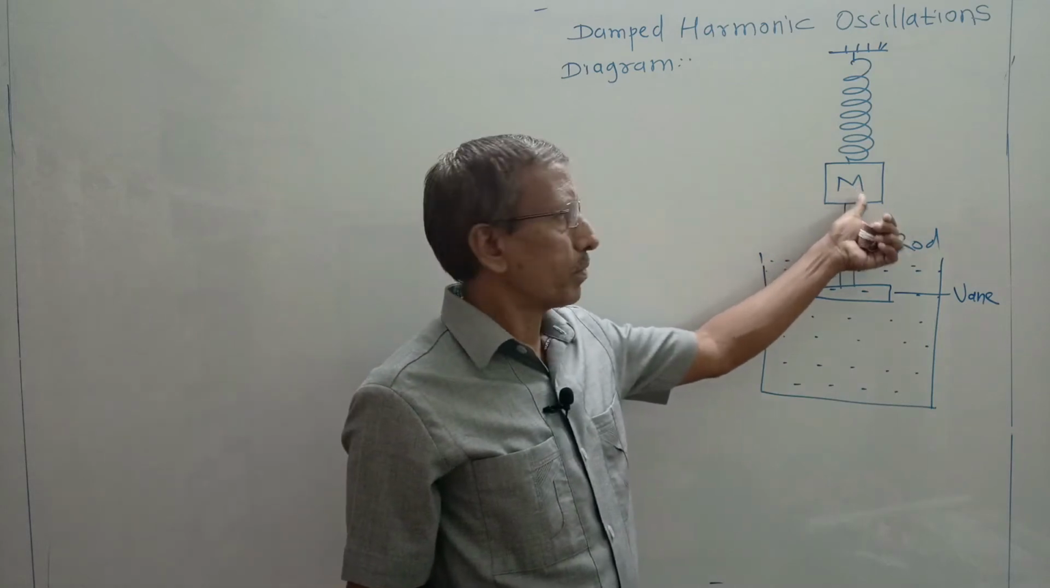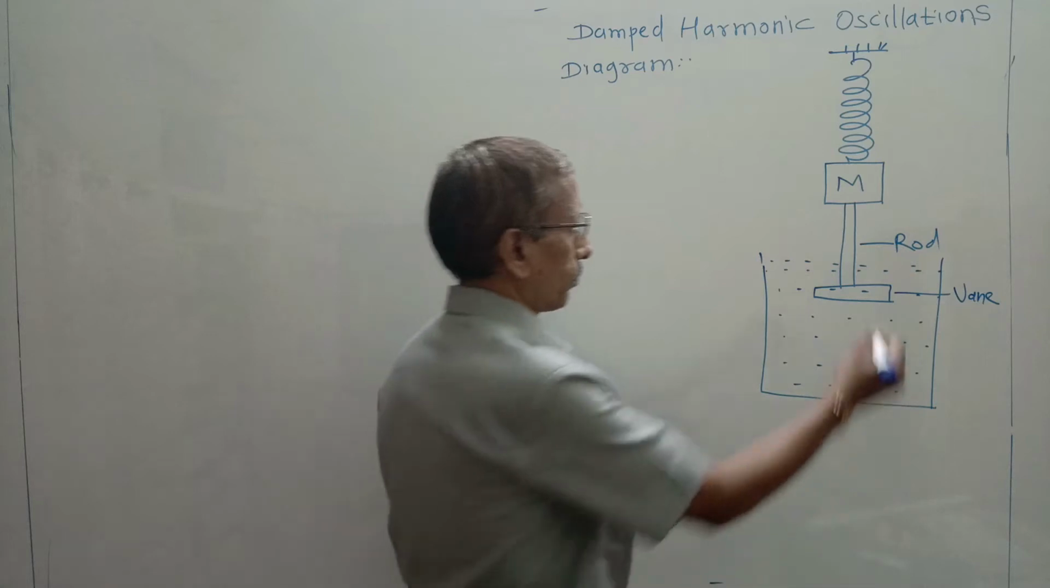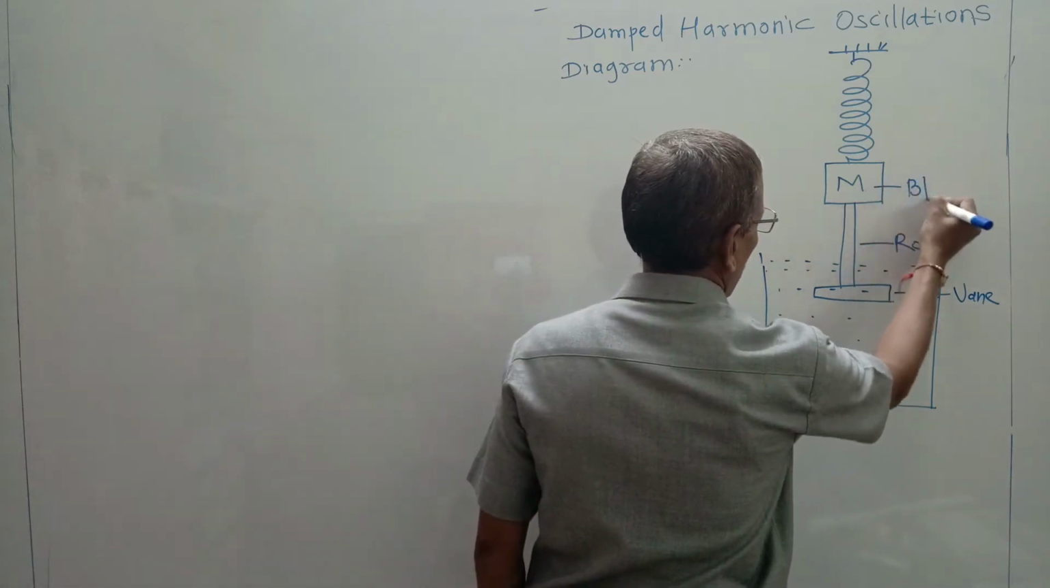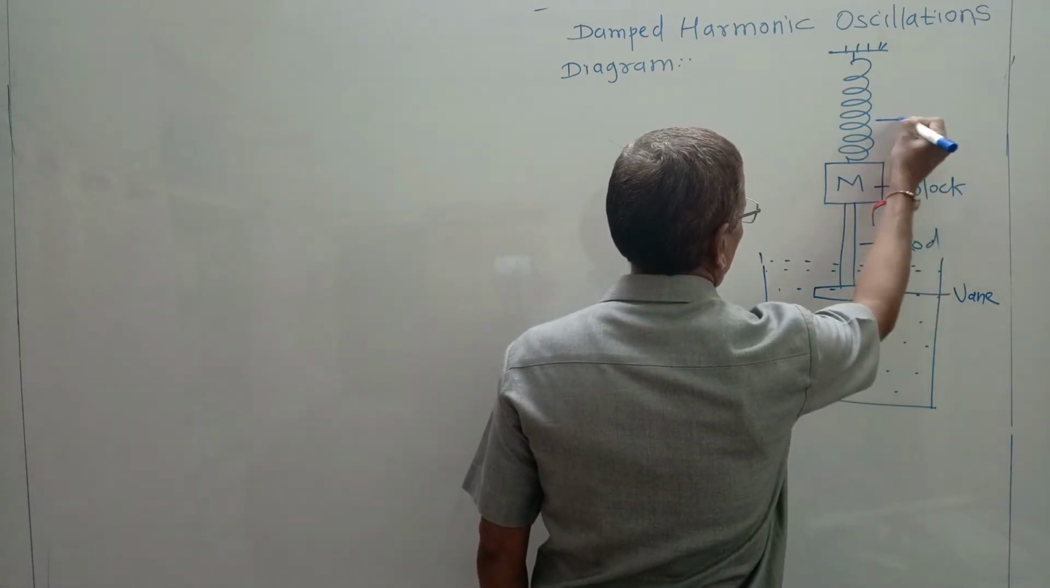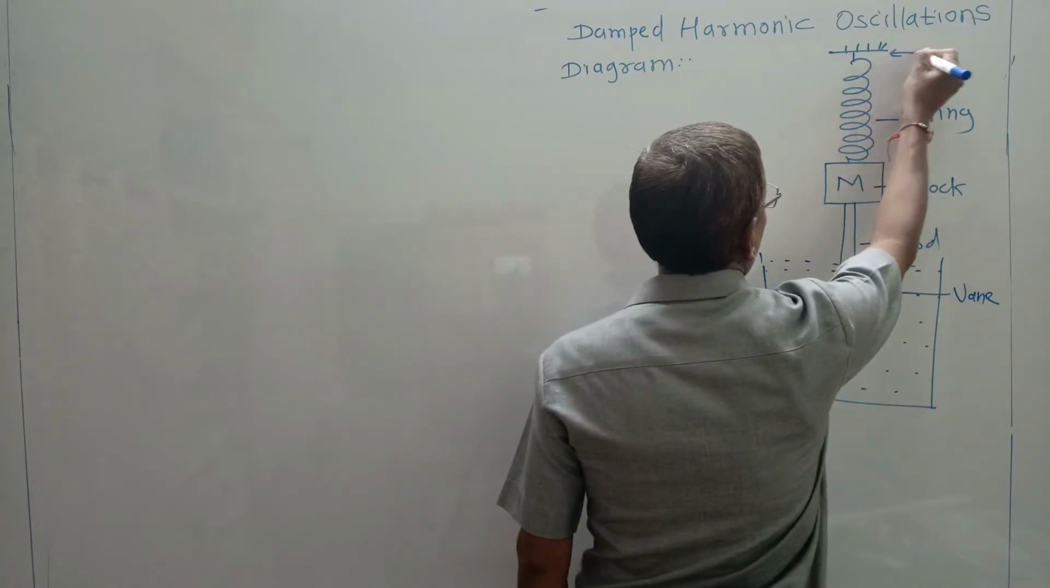Block of mass m suspended from the spring by using the rigid support. Block. This is a spring. This is rigid support.